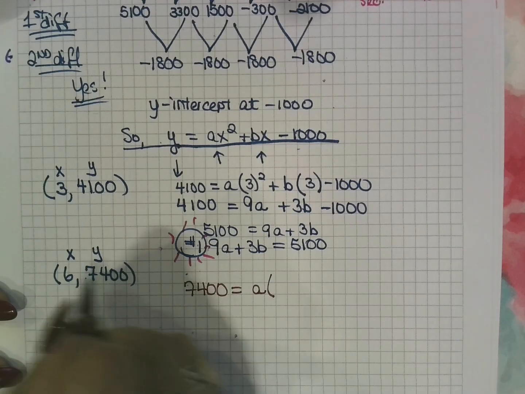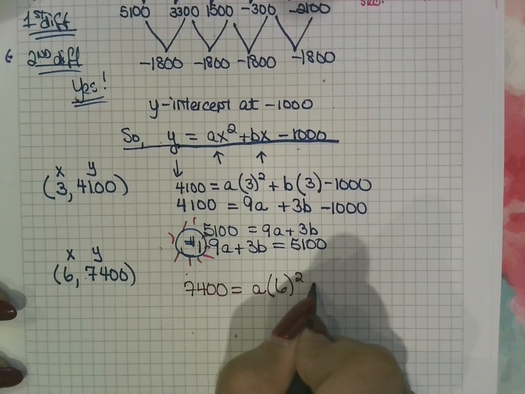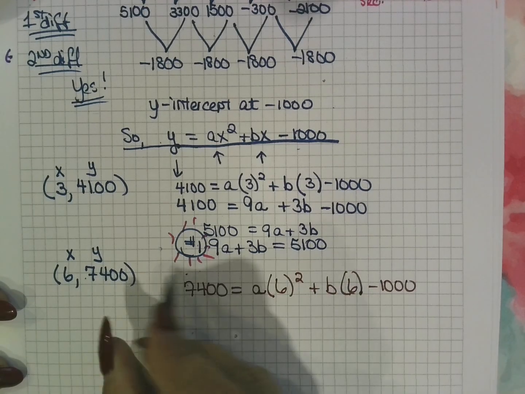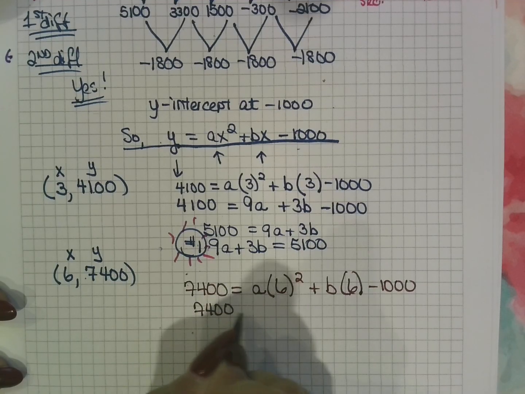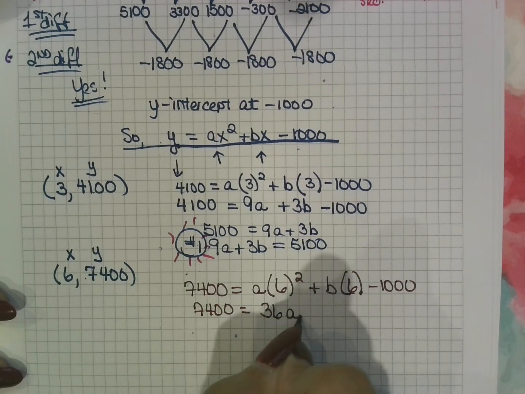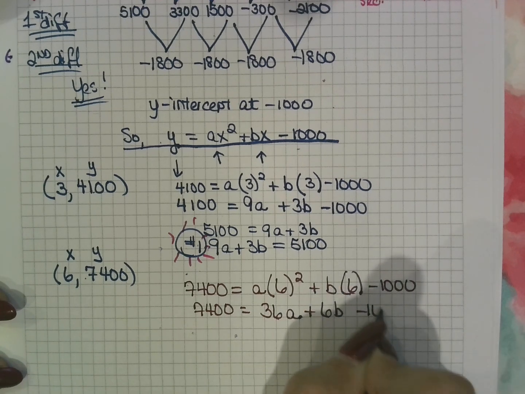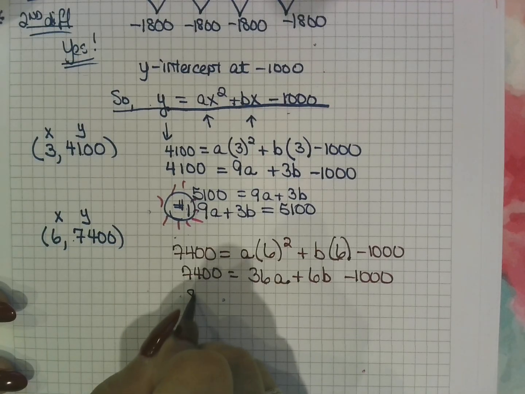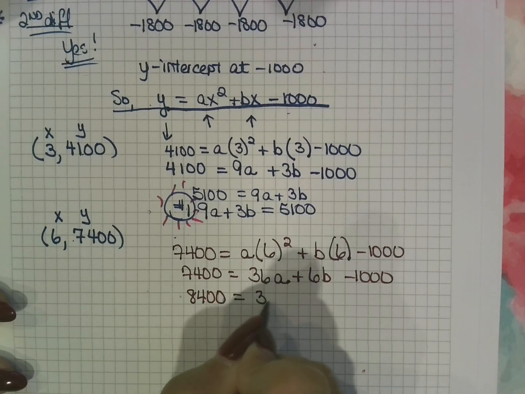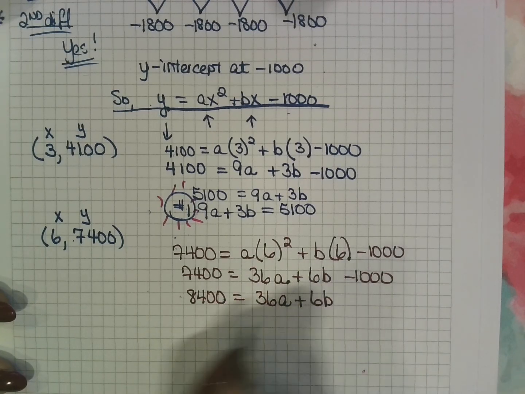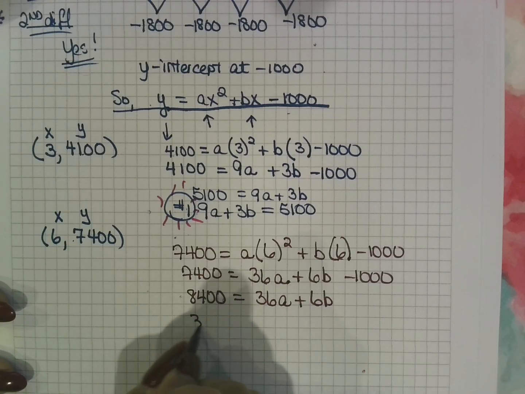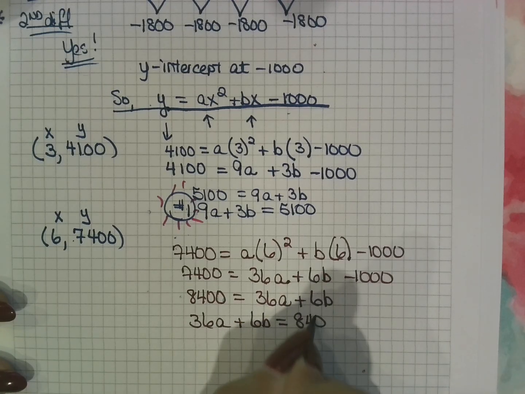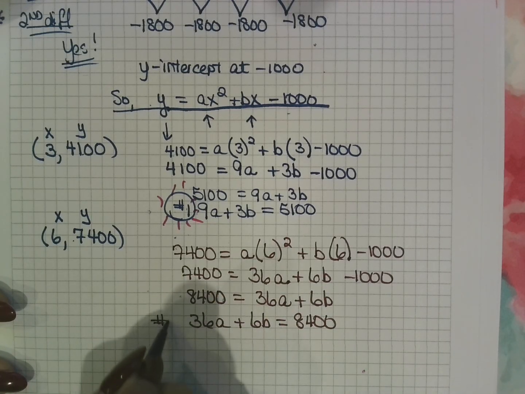Again, we don't know what a is, but we know x is 6, so that's 6 squared. We don't know what b is, but we know x is 6, minus 1000. So this is 7400 equals 36a plus 6b minus 1000. Again, we're going to add 1000 to both sides, so we have 8400 equals 36a plus 6b. And the last step is to flip it around just to make it look pretty. 36a plus 6b equals 8400. And that's equation number 2.